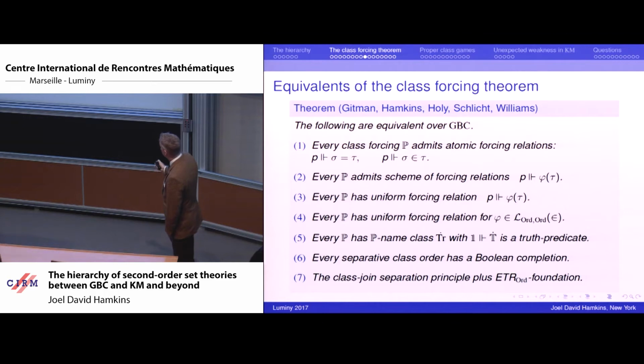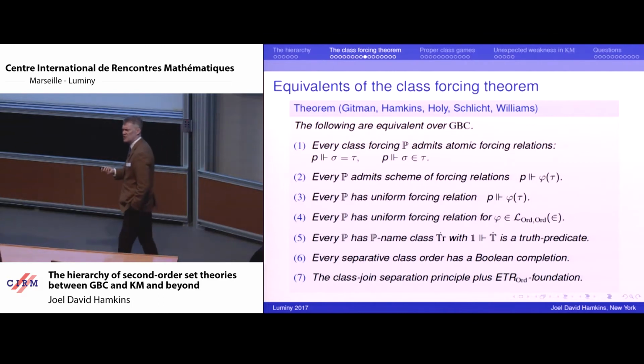So statement 1 says the following are equivalent: the existence of atomic forcing relations, or the existence of a scheme of forcing relations, or the existence of a uniform forcing relation, or even a uniform forcing relation in the infinitary language, and you can define what that means. There's a certain infinitary recursion that probably you can reproduce. All of those are equivalent to the assertion that every P has a name for a truth predicate.